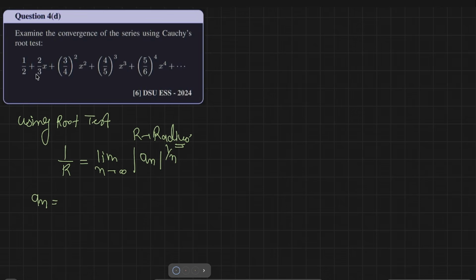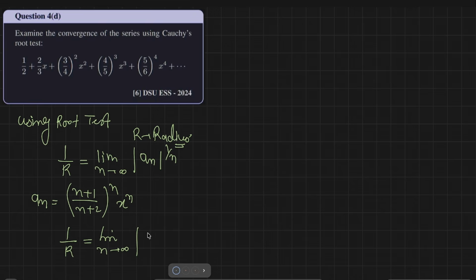What is a_n? See, it is 1 by 2, 2 by 3, 3 by 4, up to n plus 1 by n plus 2, times x to the power n. It starts from 0, 1, 2. Whenever you write the nth term, you ignore this term and start from here. Since n starts from 0, directly you can write (n+1)/(n+2) to the power n and x^n. This is the Cauchy root test. So 1 by r is equal to the limit as n tends to infinity.